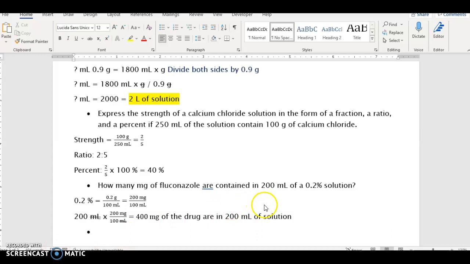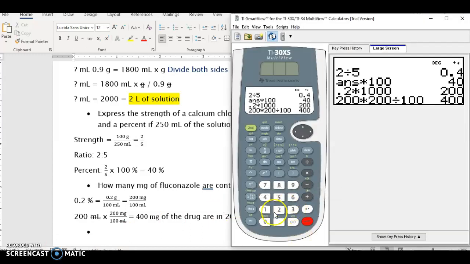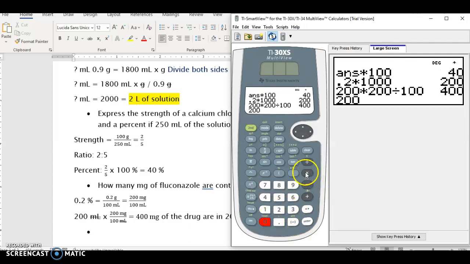Now, another way you could approach this is you can take the 200 milliliters and multiply by 0.2%. Most scientific calculators have a percent function. So when I do 200 times 0.2%, what that percent is going to do is convert that 0.2% into a decimal. So when we do 200 times 0.2%, we get 0.4. Obviously, that's not the answer.